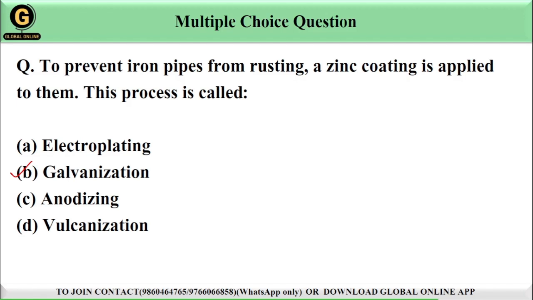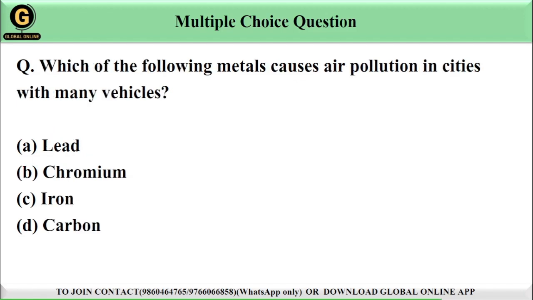Let's move to the next question. Which of the following metals causes air pollution in cities with many vehicles? Options are given: option A, lead, option B, chromium, option C, iron, and option D, carbon. Guys, the correct answer is going to be option A, lead. The reason is lead is a harmful metal that was added in petrol as an anti-knocking agent in vehicles. This caused air pollution as lead particles were released into the atmosphere from vehicle exhaust. Although its use has been reduced in many countries, lead remains a significant pollutant in older vehicles. So the correct answer is option A, lead.